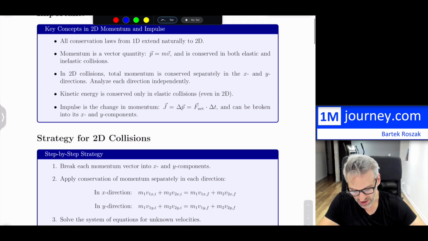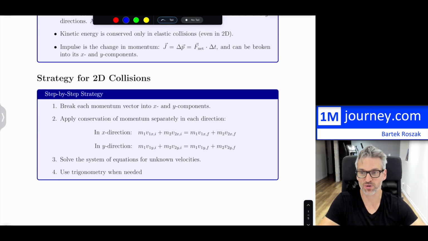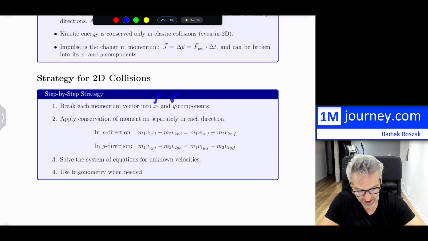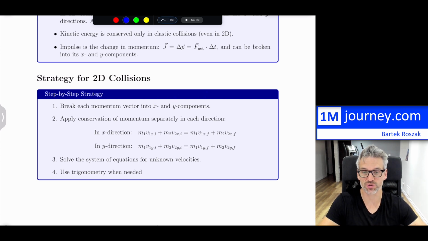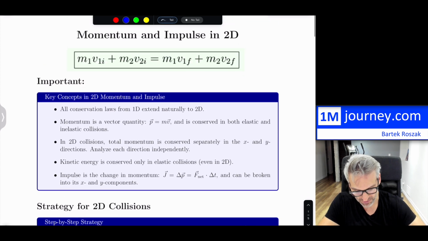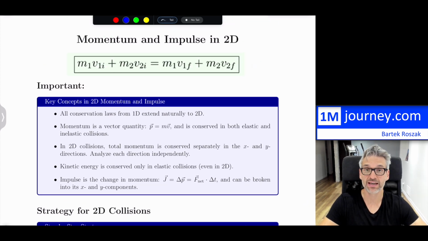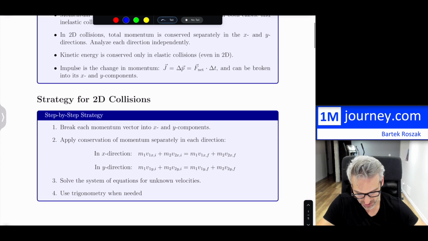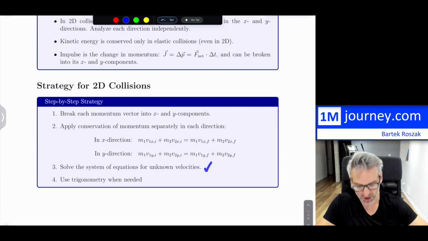Now, what's the strategy here? Well, the strategy is rather simple. You're going to be breaking things down in terms of momentum and possibly velocities, for instance, into x and y components. All right, so that's the first thing that you would do. And then you're going to be applying the conservation of momentum separately in each of the directions, in the x and in the y. So here are the formulas that we have, and these formulas are nothing else but the one-dimensional formula, except we've broken it down into its x component and y component. So that's what we would have there. And then you can just simply solve.